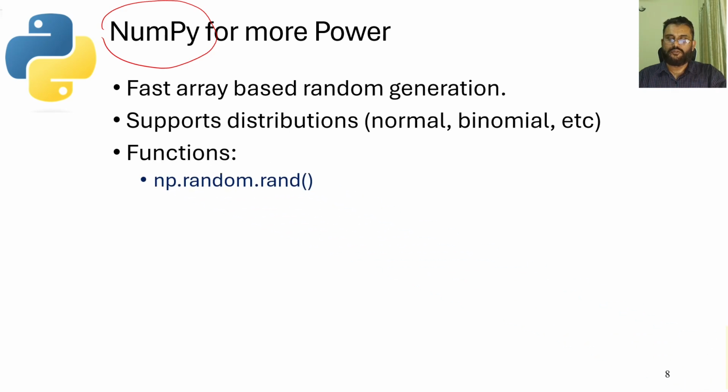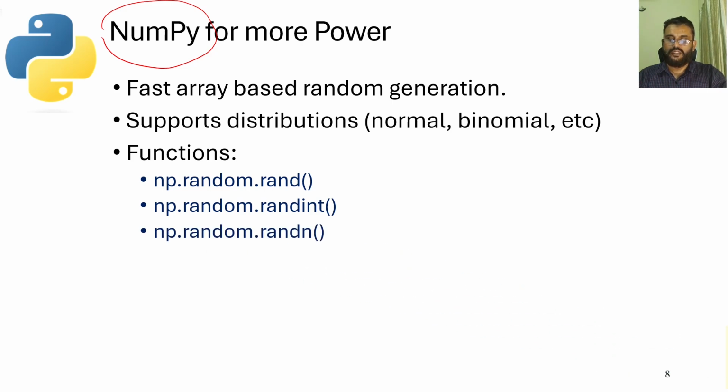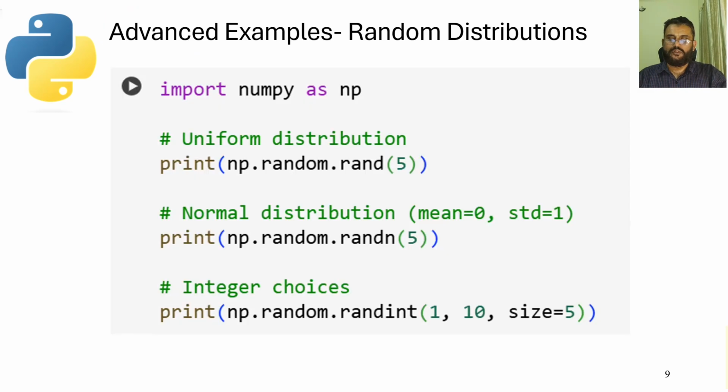It provides the following functions: np.random.rand, np.random.randint, and np.random.randn, which is random number generation over a normal distribution. And then np.random.choice. So how do these work? For example, if I try to invoke np.random.rand and pass some value 5, it will make use of a uniform probability distribution between 0 and 1 and generate numbers out of that.